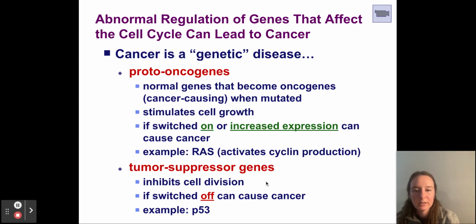Tumor suppressor genes inhibit cell division normally. These are normal genes in your cell. But if you turn those genes off, then they can cause cancer. And we're going to look at an example of a gene called P53.